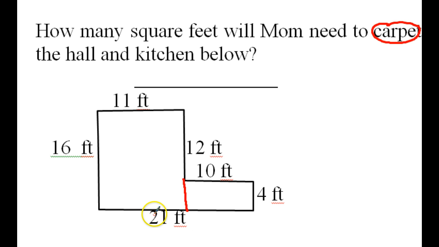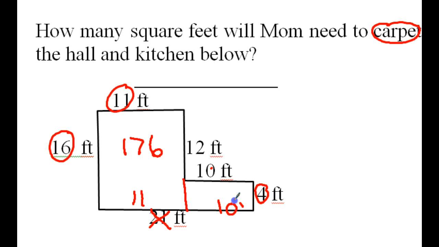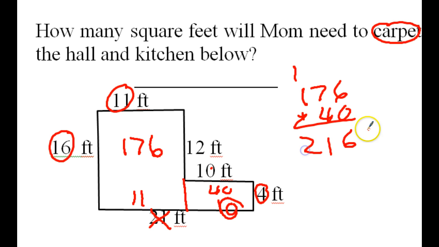And since I cut down into this 21 side, it's really not 21 anymore. It's 11 in this part right here, which I would assume is probably the kitchen. And since this 10 is up here, it's also 10 right there in that part. So now since I'm doing area, I need to find the area of the big rectangle, 16 times 11, which is 176. And the area of the hallway here, which is 4 times 10, is 40. 176 plus 40 gets me to 216 square feet.